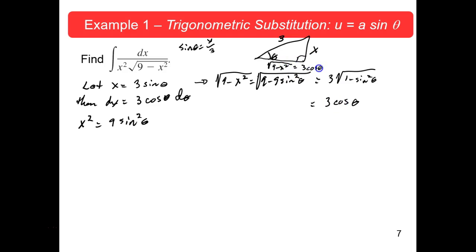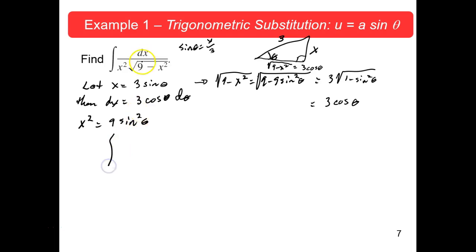Oh, man, this is just going in circles, isn't it? Because cosine theta is adjacent side over hypotenuse, which would be 3 cosine theta over 3, yeah. So that would be this thing over 3, yeah. So everything you need is here. Now let's start your substitution.